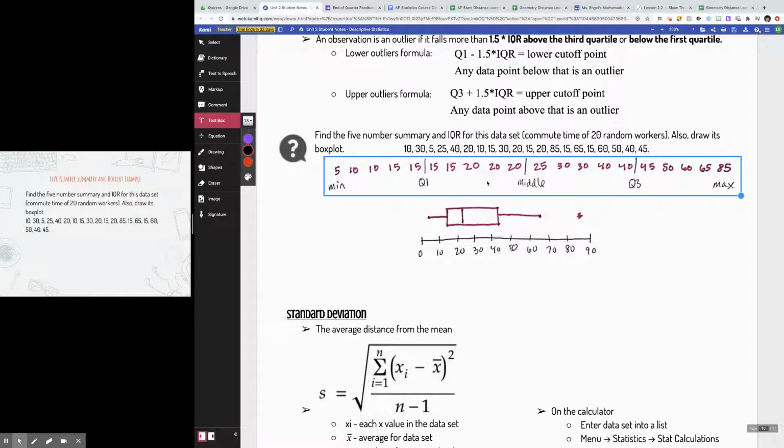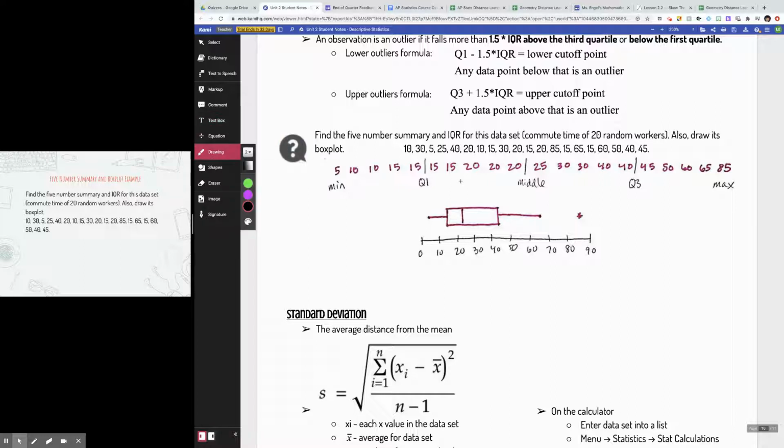Okay, so I already have this data organized and written in order from minimum to maximum, right? And I already know where the median of my data is because we found that in a previous video. Now I have my median and I know where my min and my max are, but I have to figure out where my quartiles are.